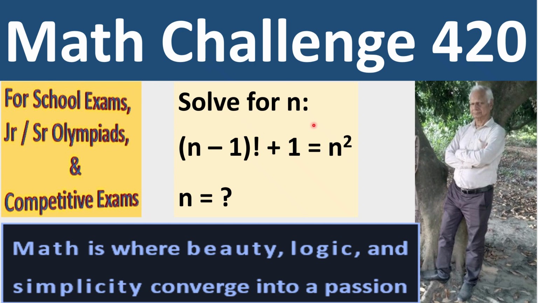In Math Challenge 420, we have an equation involving factorial. Solve for the value of n: (n minus 1) factorial plus 1 is equal to n squared. Factorial means the product of all natural numbers from 1 to n. So we have to solve the equation and find the value of n.